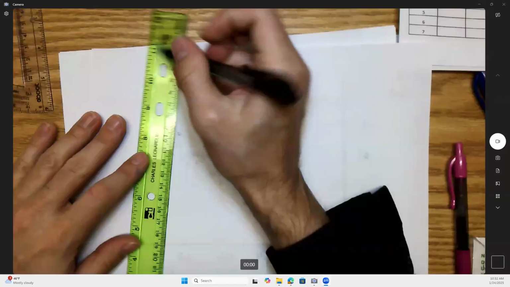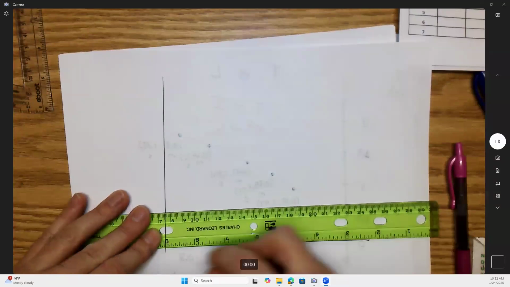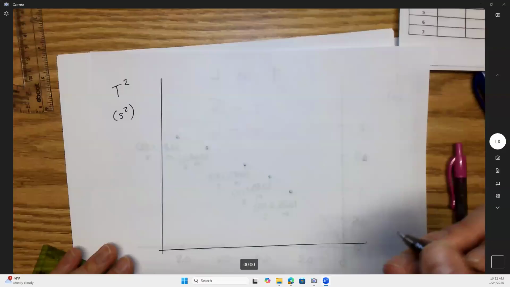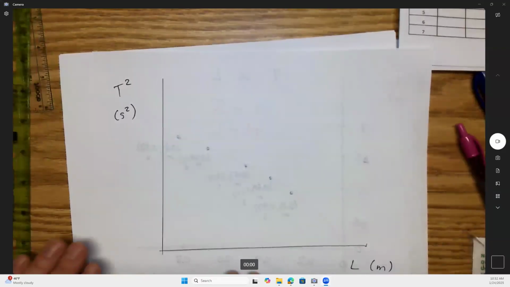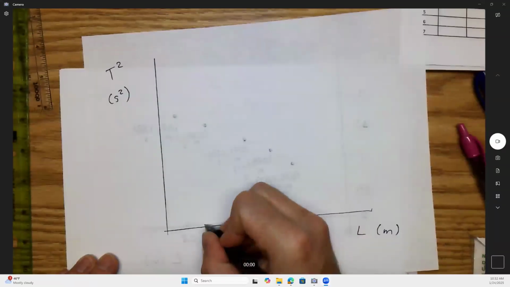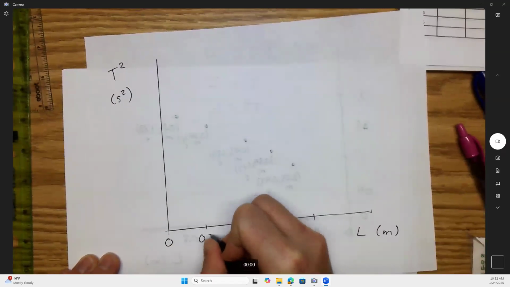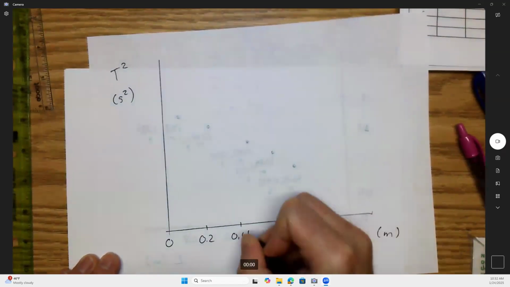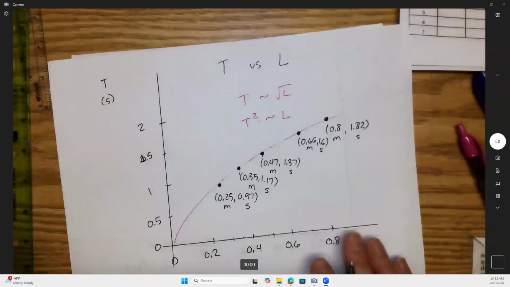Right, so last graph. You guys ready for last graph right here? I'm going to do time period squared in the unit of square seconds as a function of length in meters. One of two main ways to do this. All right, so let's sketch out. I'm going to keep the length the same: 0, 0.2, 0.4, 0.6, 0.8. That's meters. But all the times I'm going to square one at a time here.